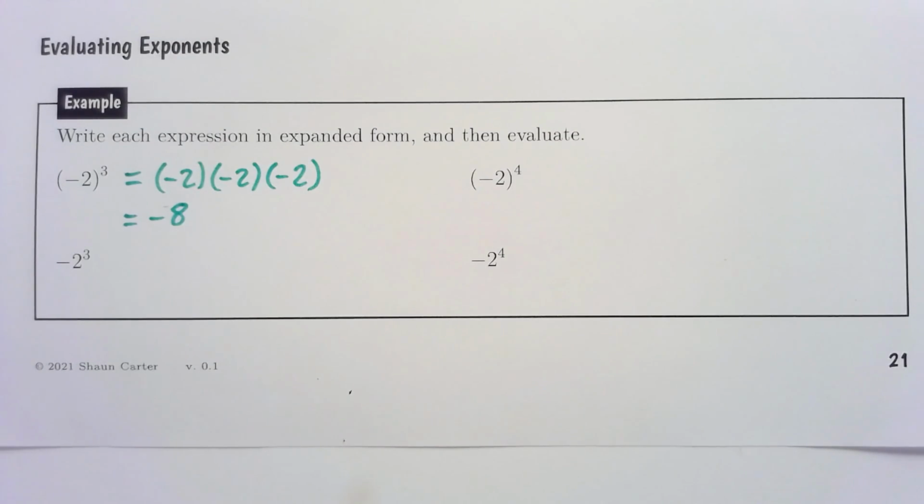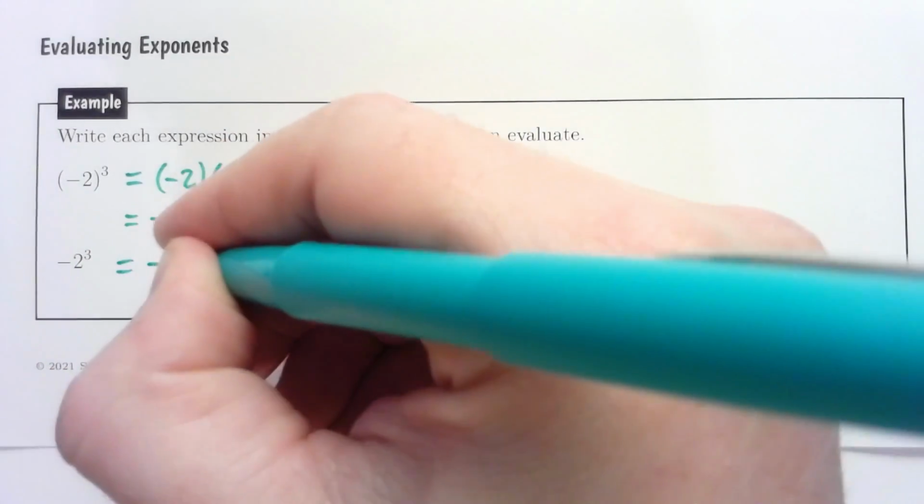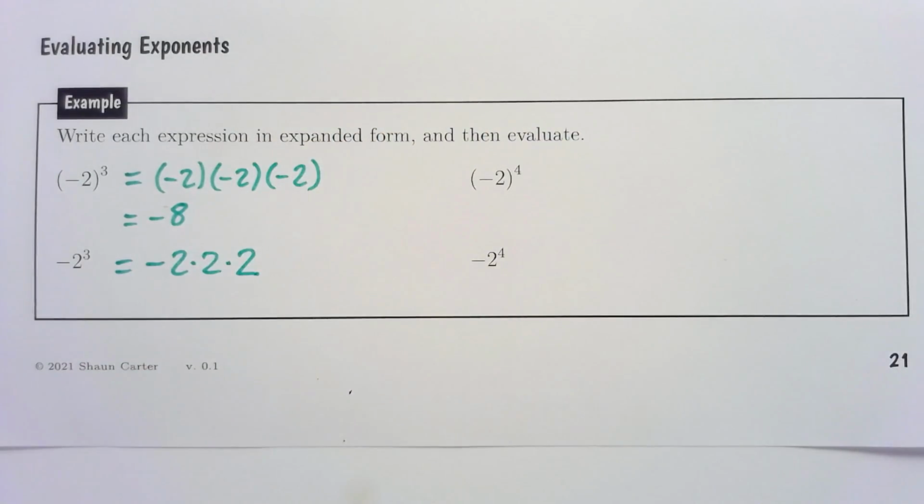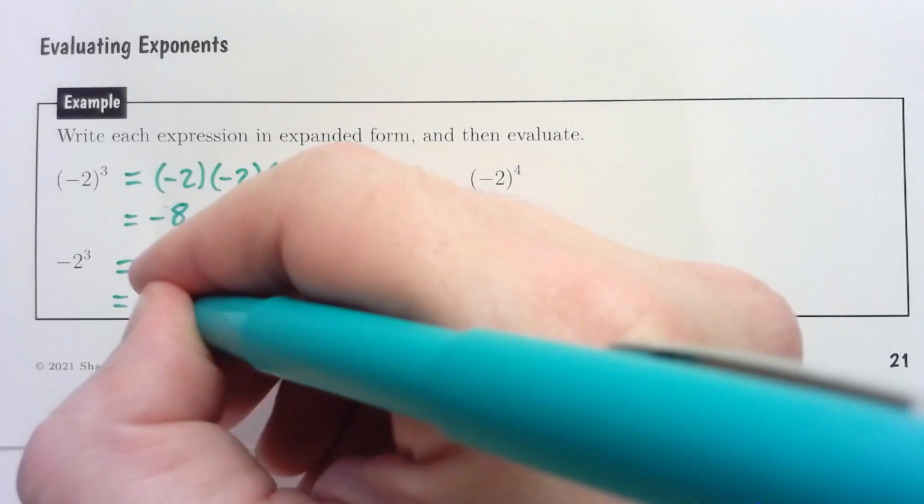Now the next expression, where we have a negative in front of 2 to the power of 3, is a little bit different. 2 to the power of 3 is 2 times 2 times 2, and then we have a negative in front of that. Notice our order of operations without the grouping symbols tells us to do the exponents first. So that's what we do, and we get the answer, negative 8.